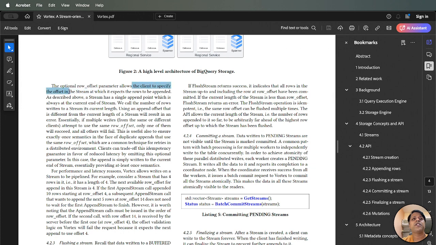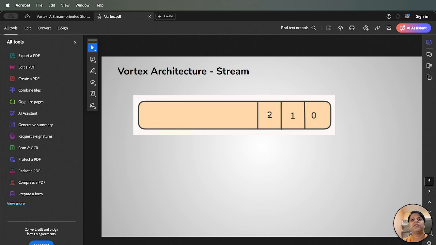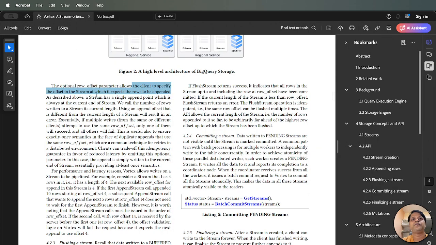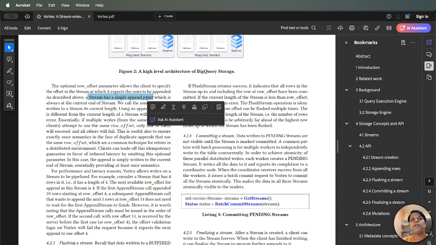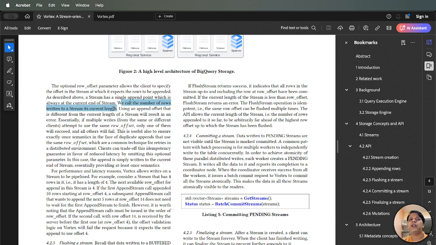It allows the client to specify the offset in the stream at which it expects the rows to be appended. As per this, let's say it gives 2, that means you have to append from 2 onwards, for that number of records. Basically it has one single append point. After that, all the rows it has, it will write there, and most of the time it is the current end of the stream. The number of rows written to a stream is the current length.